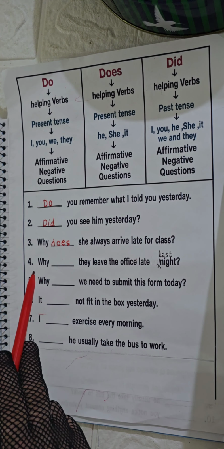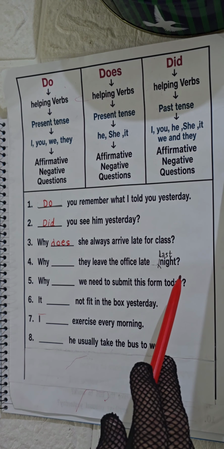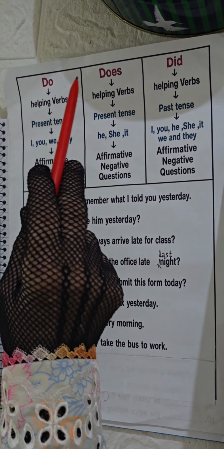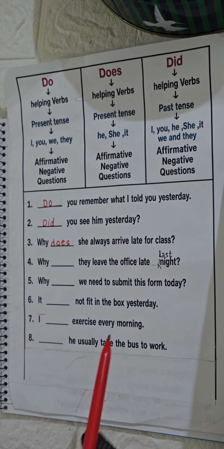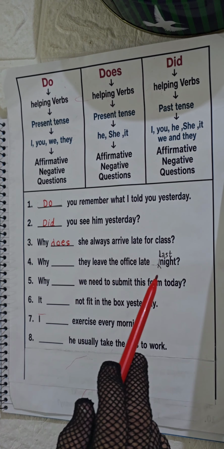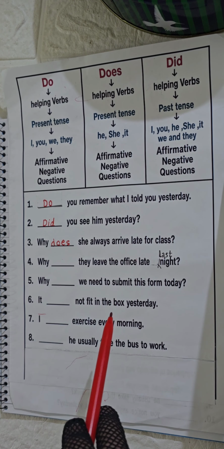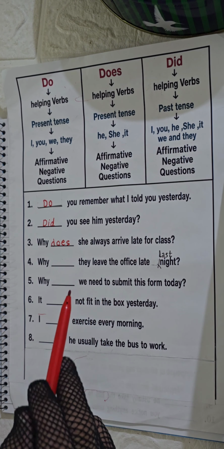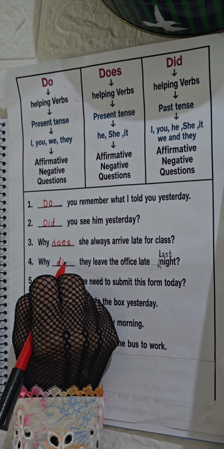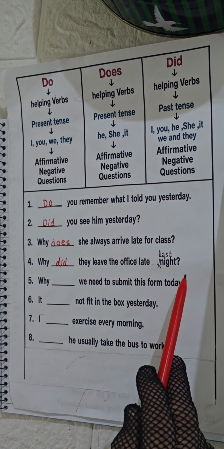Number four: why blank they leave the office late last night? Again, you have to decide what you will write in the blank. Do, does, or did? Firstly, the words last night clearly refer to the past. Second thing, as we are talking about they, therefore we will write did in the blank. Now the correct sentence is: why did they leave the office late last night?